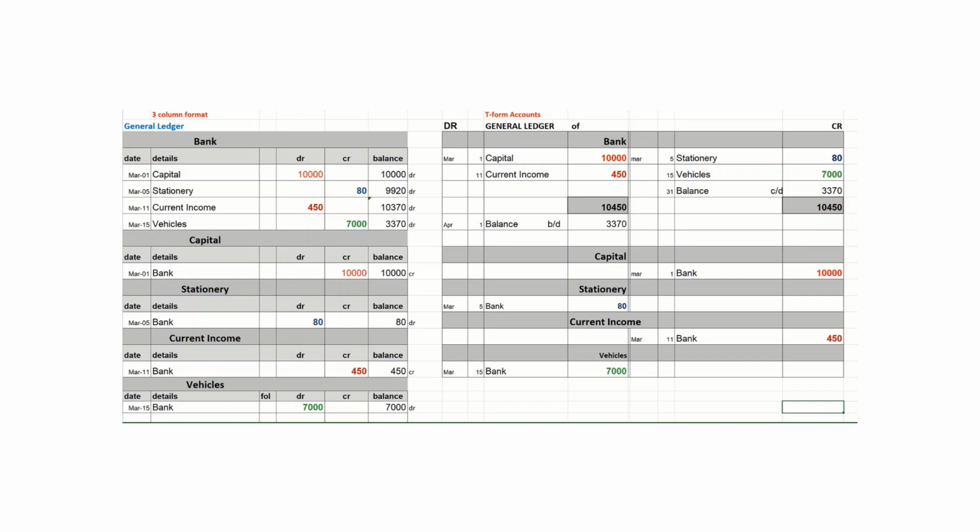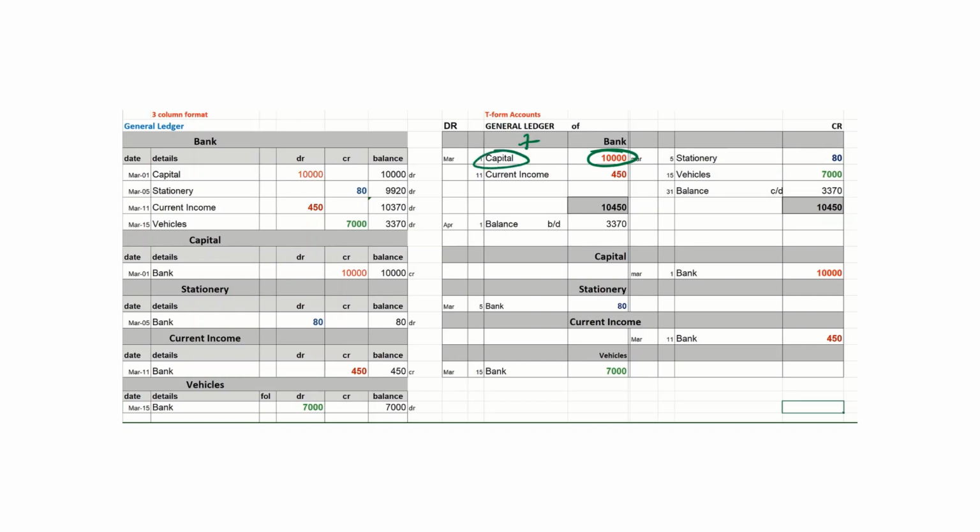Now, that's still applicable when you do it in the 3-column format. But most of you have realized, for example, bank is an asset, and assets have a debit nature, which means it increases on the debit side and decreases on the credit side. So if we look at the first transaction, 1st of March, capital on the debit side of bank of $10,000, it means that bank increased by $10,000 because the owner gave a contribution.